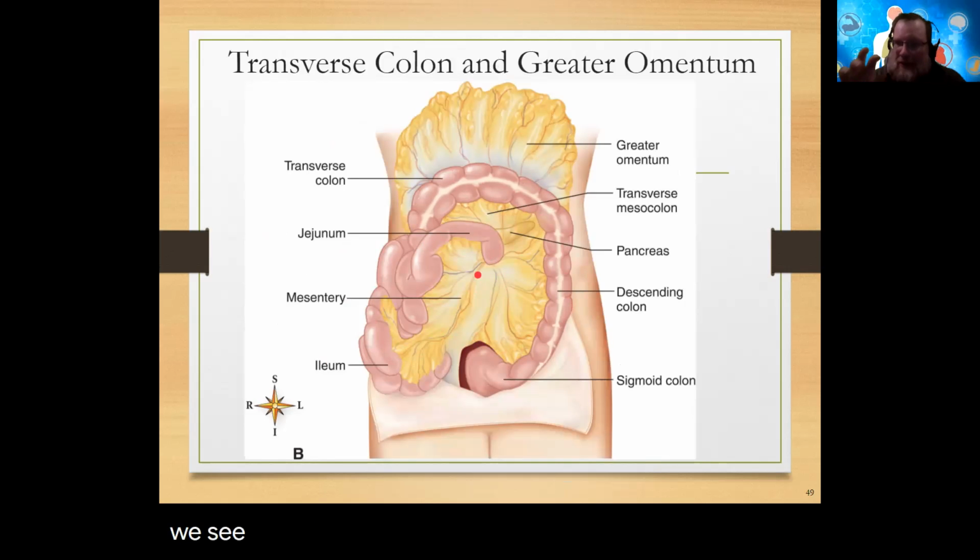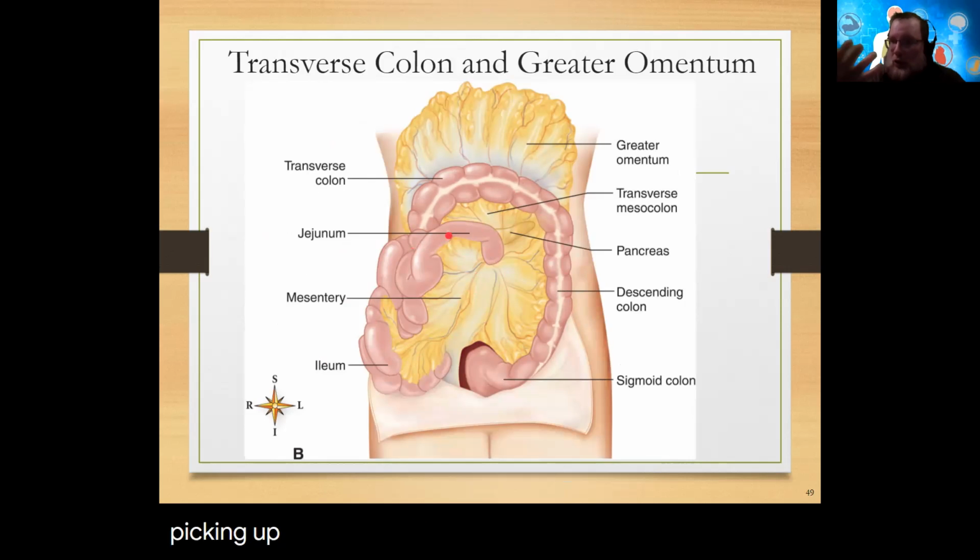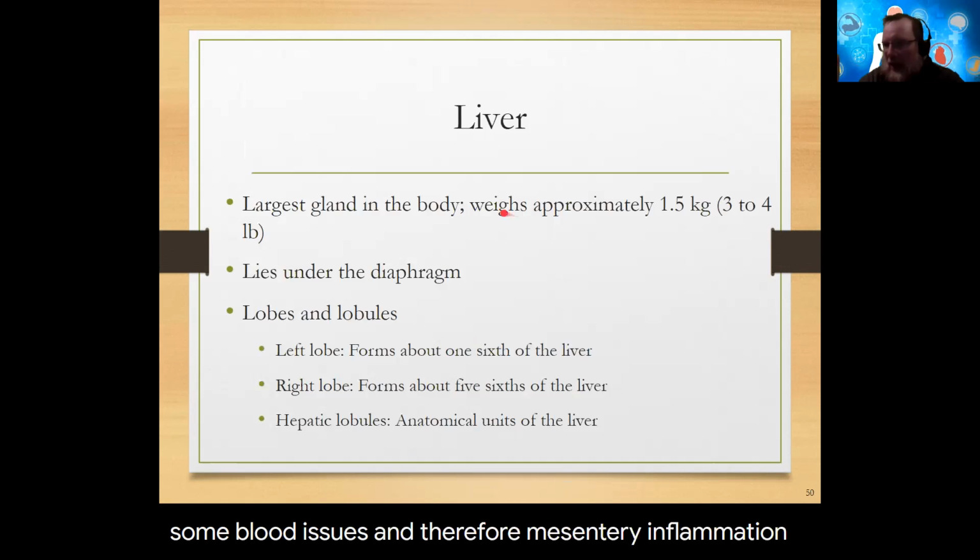This is where we see the vascularization that's delivering nutrients, such as oxygen primarily and some other nutrients, but also picking up the new groceries, right? We've just eaten a bunch of good groceries. The duodenum, jejunum, and ileum are absorbing those nutrients through the lining and into the bloodstream, into the capillary networks. All that capillary flow, all that blood flow, that vascular network is contained within the mesentery. So again, if we're consuming a lot of bad aspartame, bad artificial sweeteners, things that are just not very digestible, that can cause some blood issues and therefore mesentery inflammation.